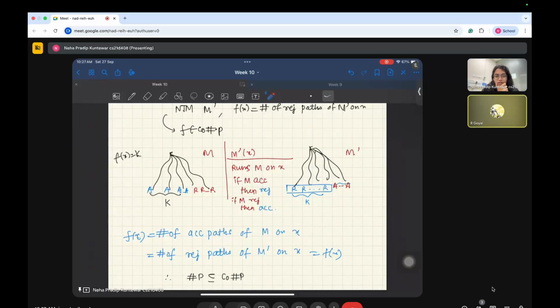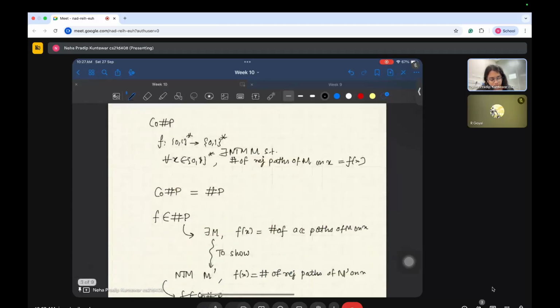Yes, this is true. That is exactly the same argument. So similarly it can be shown, and therefore #P and co-#P are exactly the same.